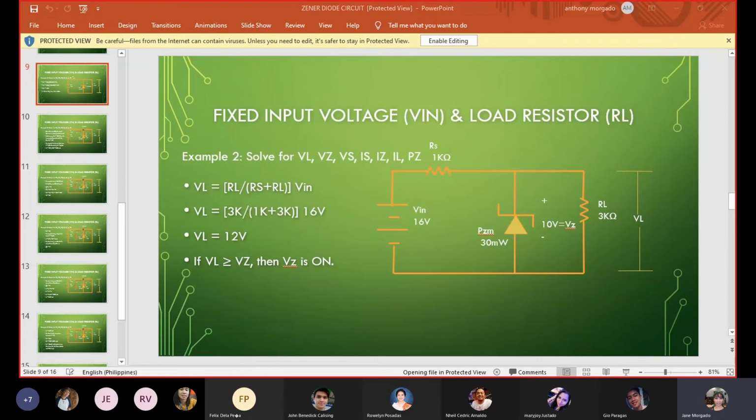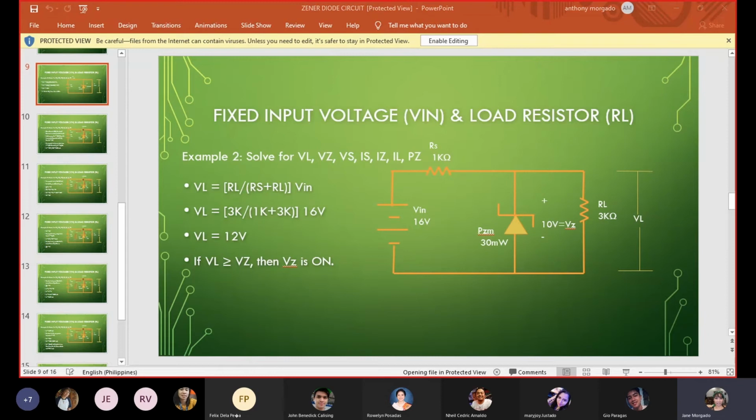Pero si I and R, si current and resistance, anong relationship nila? Inverse po. Current and resistance are inversely proportional. Meaning, kung mataas si current, mababa si resistance. But the voltage, V is equal to IR, that's Ohm's law. V is directly proportional with current, so kung mataas si current, mataas si voltage. V is directly proportional with resistance, kung mataas si voltage, mataas din si resistance.